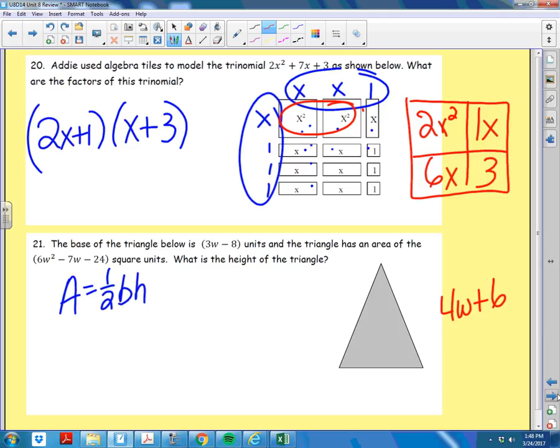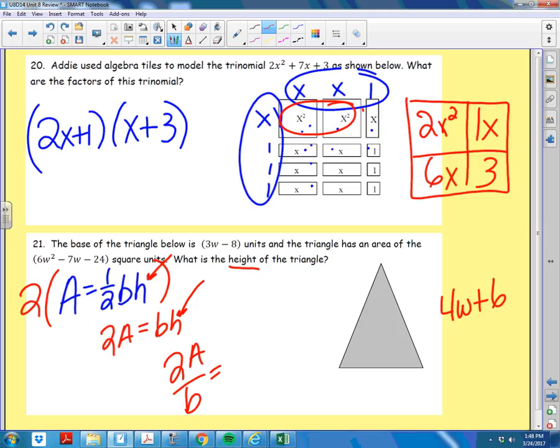Here's why. If it's asking you to find the height in a triangle formula, the very first thing I do is multiply the entire formula by 2. And I'll show you what that does. It gives you 2 times the area equals base times height. It gets rid of the fraction. And then to solve for the height, what do I have to do to both sides? Divide by the base. So what I really end up with is 2 times the area divided by the base equals the height.